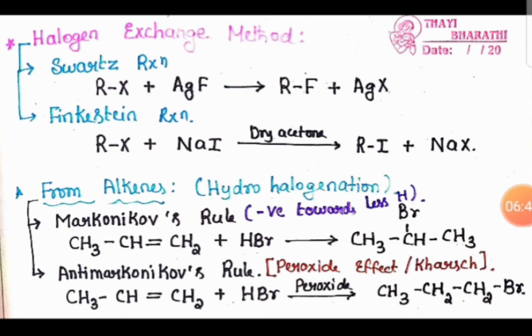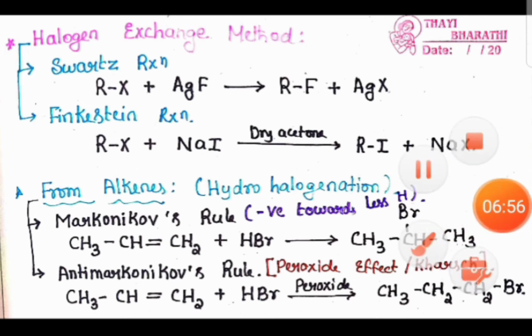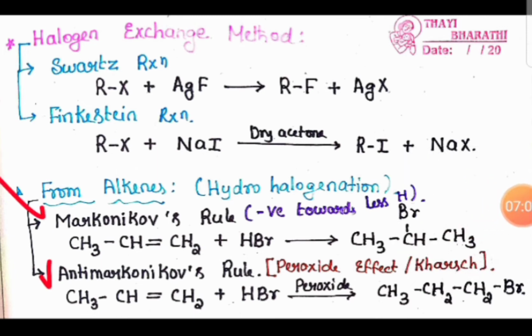The next method to prepare haloalkane is from alkenes. To the alkene, we do hydrohalogenation, meaning addition of hydrogen and addition of halogen simultaneously. Here there are two rules we have to remember. One is Markovnikov's rule, the second one is anti-Markovnikov's rule. When we add hydrogen bromide to an unsymmetrical alkene, here the unsymmetrical alkene is propene.